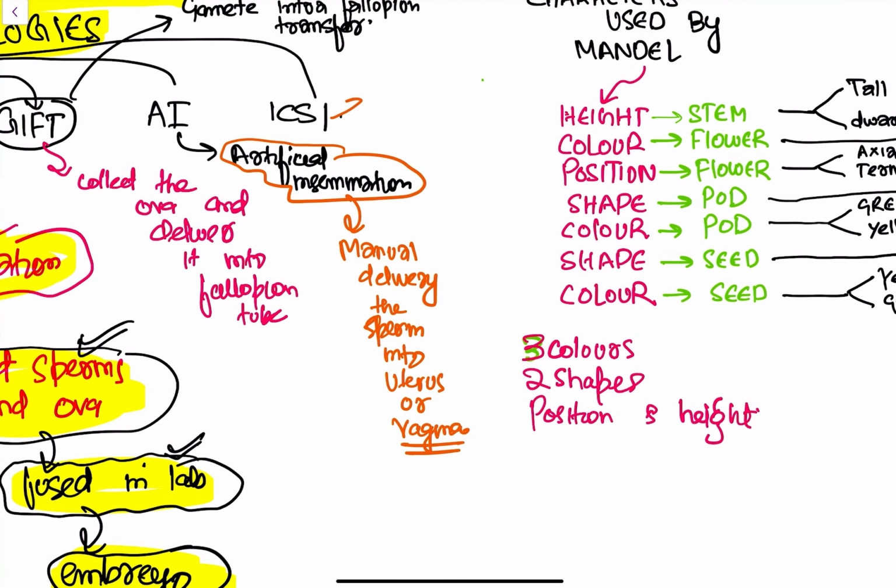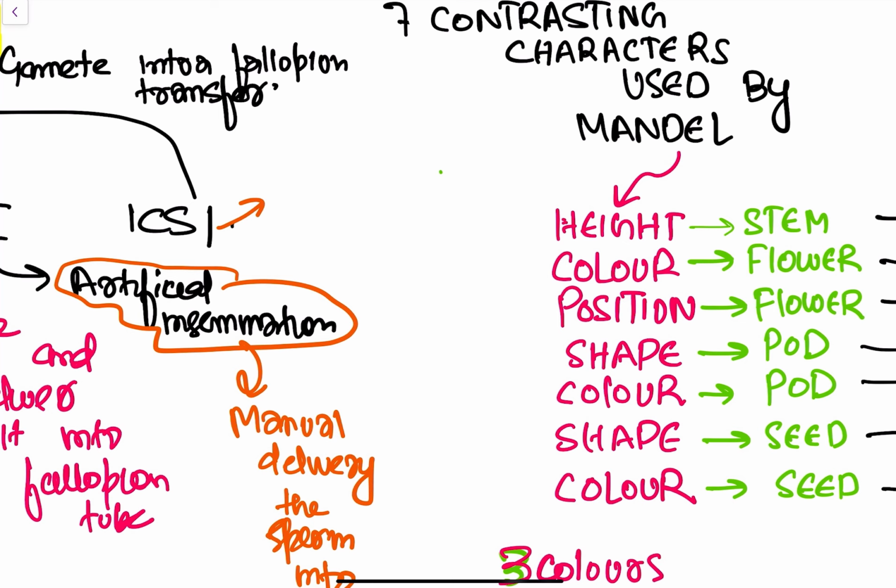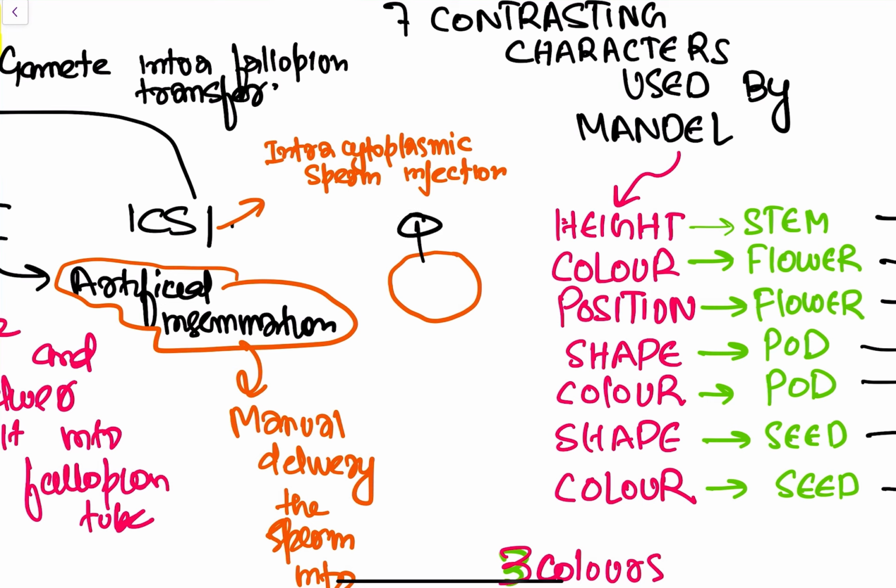Then we have this ICSI. What do we mean by ICSI? ICSI means intracytoplasmic sperm injection. What do we do in this intracytoplasmic sperm injection? We inject the sperms directly into the cytoplasm of the ovum, where fertilization occurs. It's especially used when the sperms are immotile. So in intracytoplasmic sperm injection, the sperm is directly injected into the ooplasm, and it is especially used when the sperms are immotile.